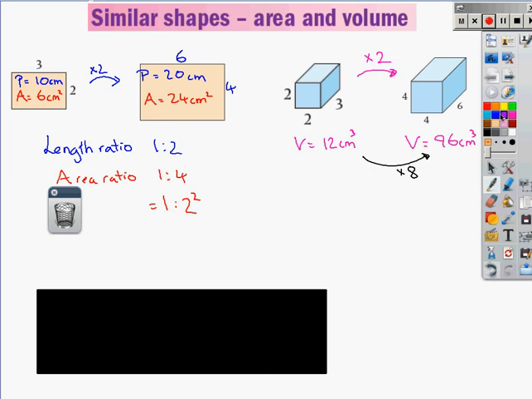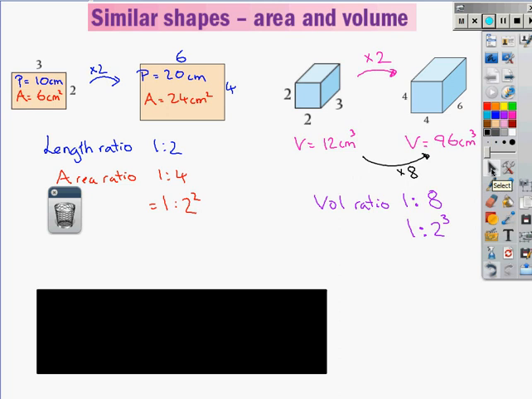So my volume ratio is 1 to 8. It's gone up by 8 times. And another way of thinking about this is to say it's 1 to 2 cubed, because we've doubled it in length in 3 different directions. Double this length, double this length, double this length, which has an effect of enlarging the volume by a scale factor of 8, or by 2 cubed.